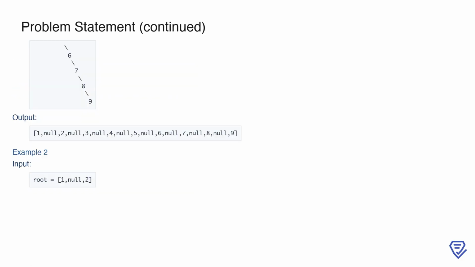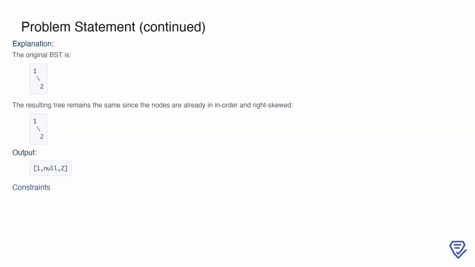Continuing from the transformation, the right-skewed tree expands further. After the node with value 5, the next node in the sequence is 6, which connects to 7, then 8, and finally 9. This ensures that every node only has a single right child, and all values are arranged sequentially in ascending order. The output of this transformation is represented as a list: 1, null, 2, null, 3, null, 4, null, 5, null, 6, null, 7, null, 8, null, 9. This linear representation highlights the structure of the right-skew tree.